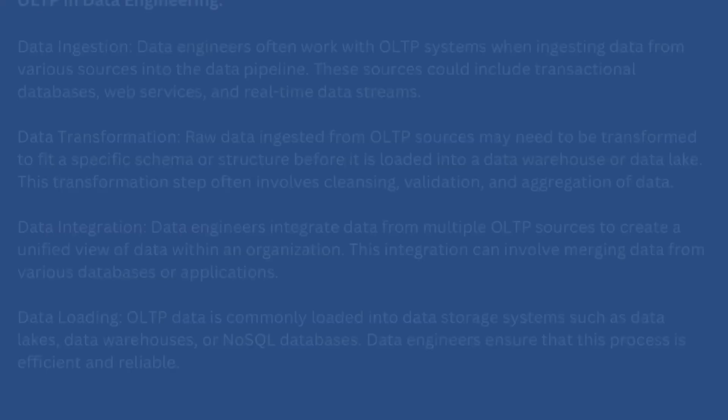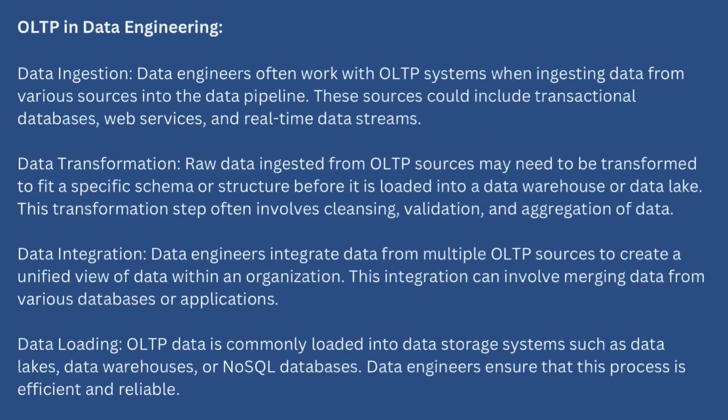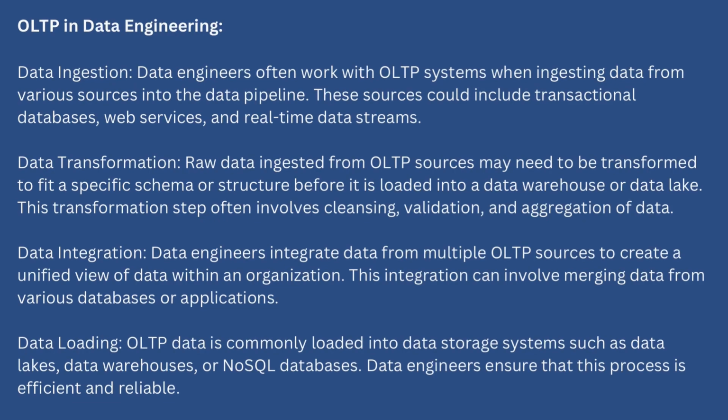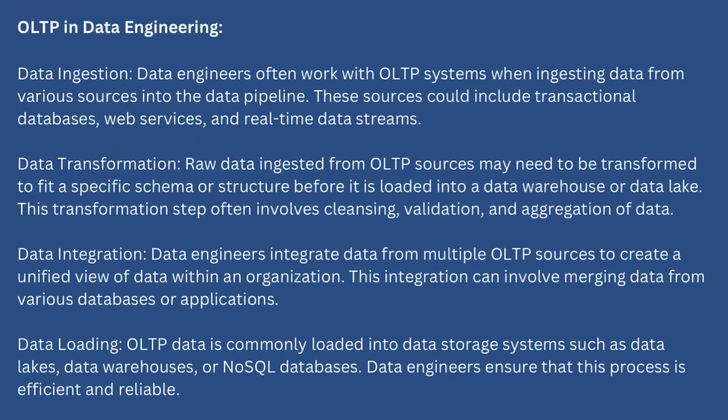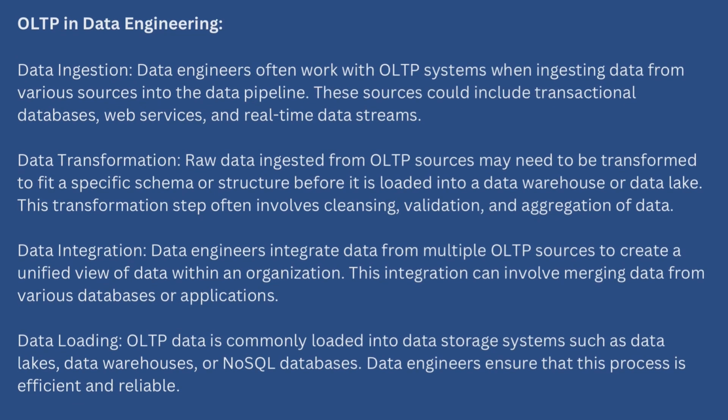OLTP includes data ingestion. Data engineers work in OLTP systems to ingest the data through data pipelines. Data ingestion can be from websites, from real-time sensors, or transactional databases. Next, data transformation. Raw data ingested from OLTP sources may need to be transformed to fit a specific schema or structure before it is loaded into a data warehouse or data lake. These transformation steps often involve cleansing, validation, or aggregation of data.